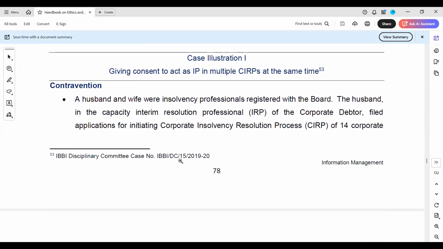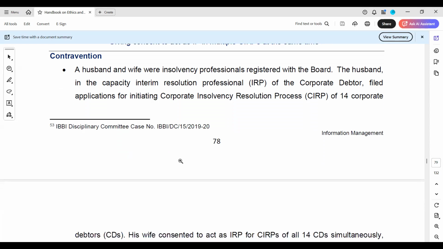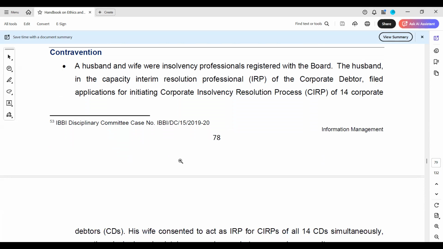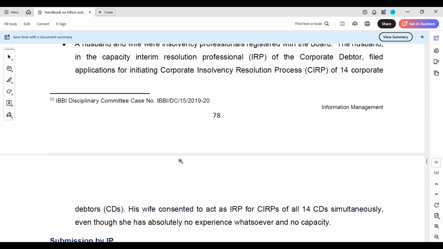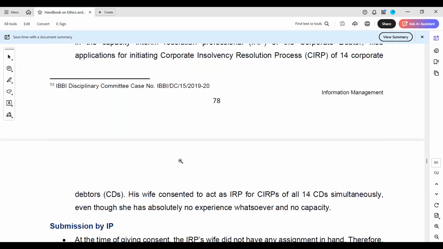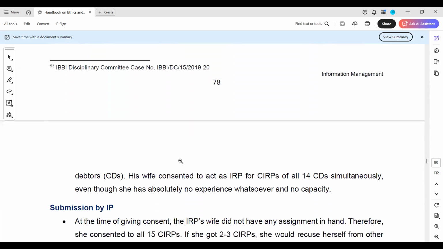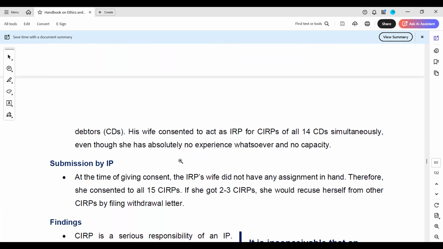Giving consent to act as IP in multiple CIRPs at the same time. ये वही केस है हस्बैंड एंड वाइफ वाला. तो हस्बैंड एंड वाइफ वर इंसॉल्वेंसी प्रोफेशनल, दोनों इंसॉल्वेंसी प्रोफेशनल थे, है ना. हस्बैंड in the capacity of IRP filed applications for initiating CIRP of 14. भाई, जब आप IRP बनते हो तो आप क्या कर सकते हो, जिनसे भी आपने पैसे लेने हो उनके अगेंस्ट में CIRP फाइल कर सकते हो ना. ये वही केस है. तो हस्बैंड एक कंपनी का IRP था, उसने क्या किया कि CIRP फाइल करा दी 14 कॉर्पोरेट डेटर्स की, ठीक है ना, और उसकी वाइफ बन गई उनमें IRP for CIRP of all 14 CDs simultaneously.